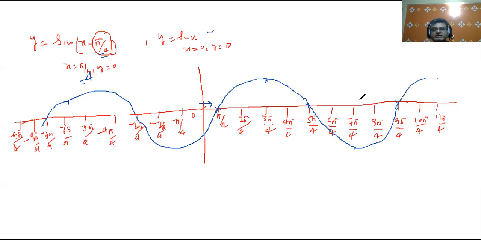There will be no change in y. y will remain 1 here, and here also there is no change, y will be equal to minus 1. There is no change, only shifting. It is sliding in this direction, right? Now we are moving to the next.